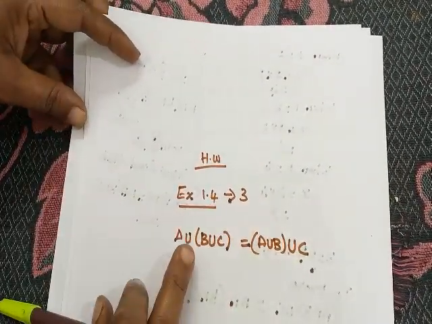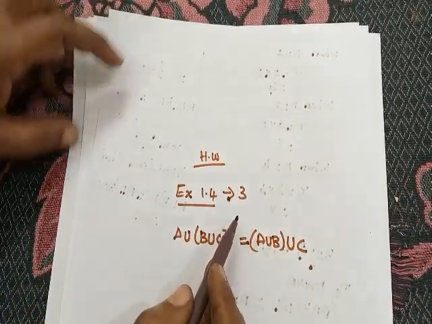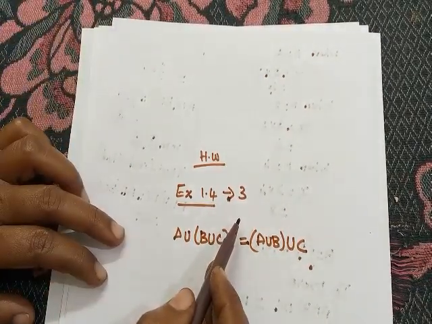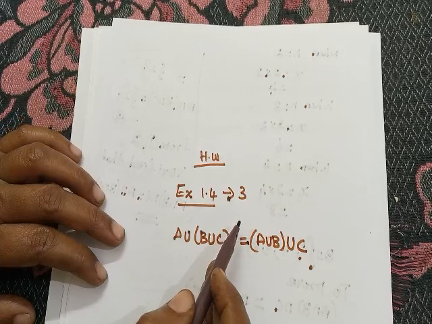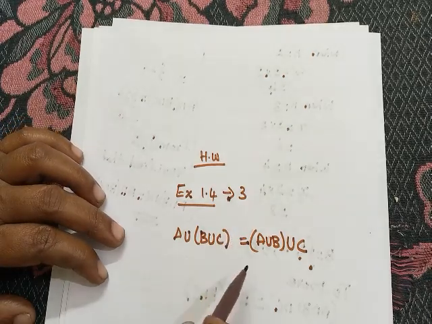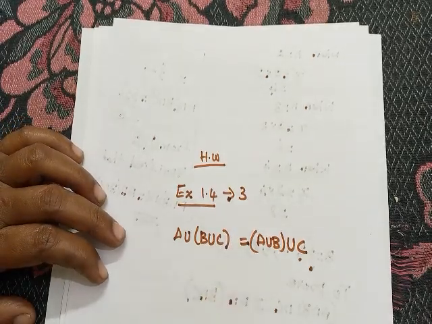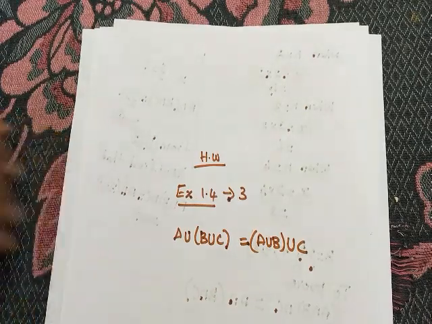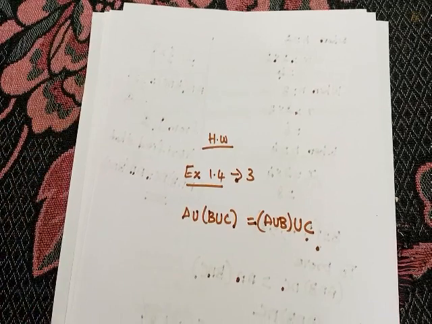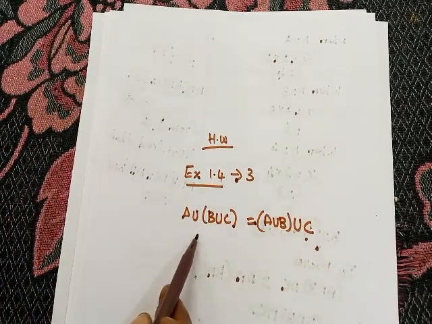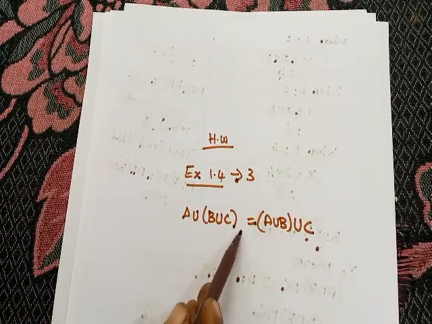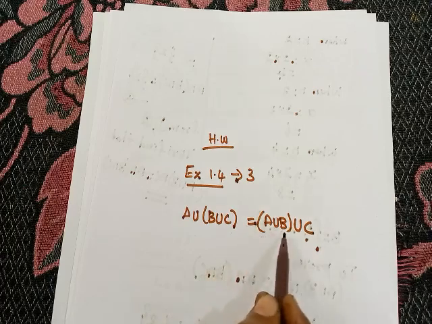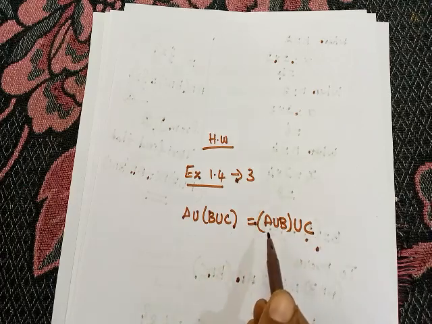What is the homework now? Exercise 1.4, third question. What is the third question now? A is given as P, Q, R, S; B is given as M, N, Q, S, T; C is given as M, N, P, Q, S. Verify the associative property of union of sets. What is the associative property of set union? This condition: A union, bracket, B union C is equal to A union B, union C.